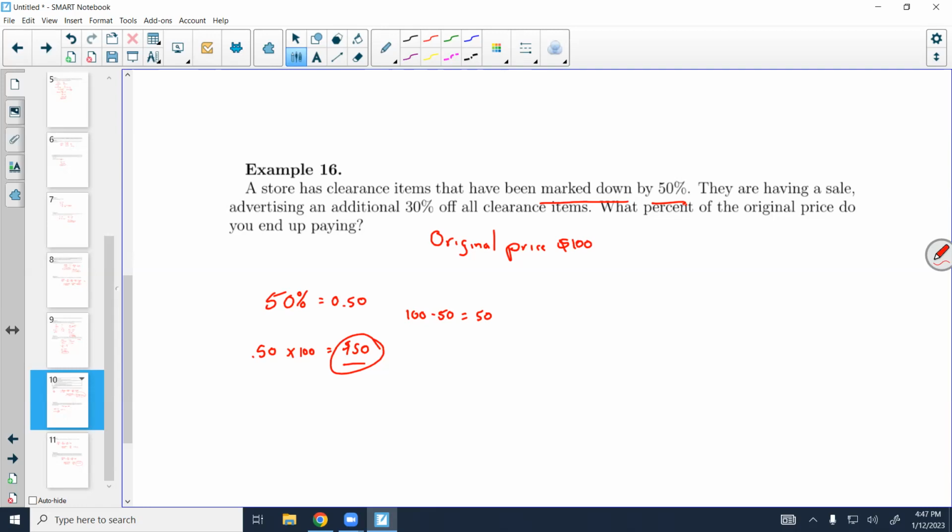Initially, it doesn't matter. However, now when we take this additional 30%, 30%, again being 0.30, we take 30% of this 50. And that gives us 15. Then we take this 15 and subtract it from this 50. The remaining price is $35.